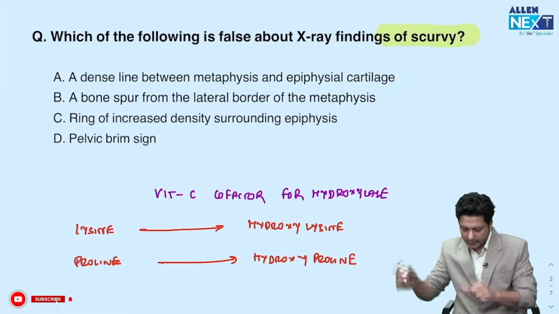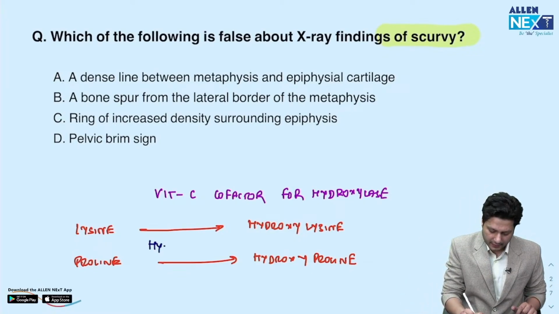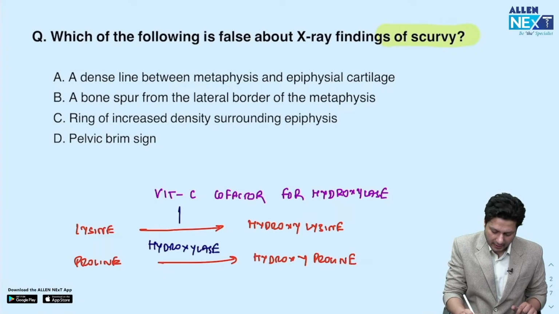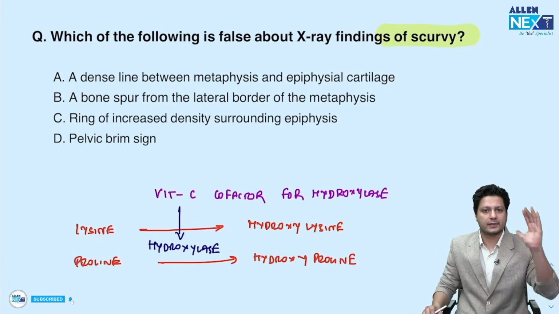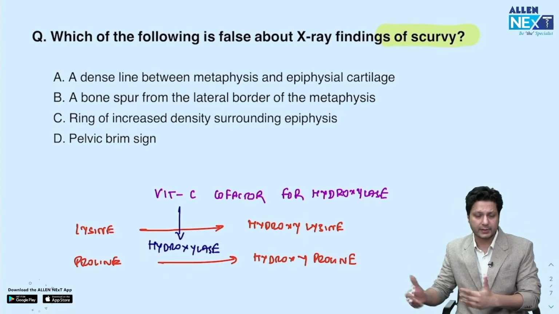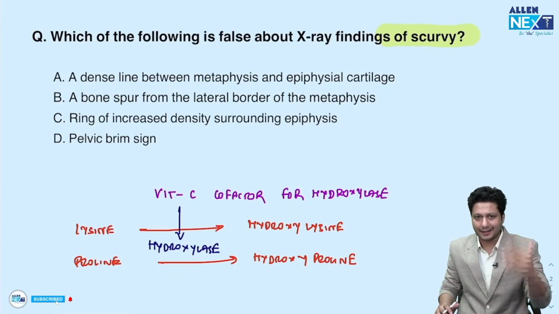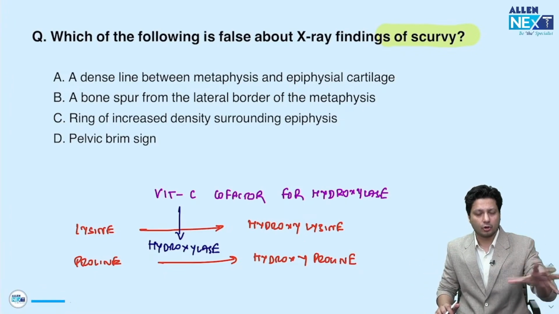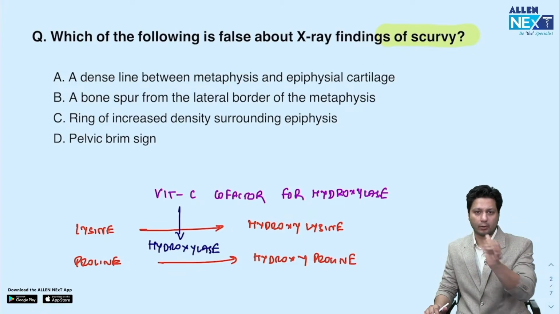For this hydroxylation, the name of the enzyme which is required is hydroxylase enzyme. And this hydroxylase enzyme requires vitamin C as a cofactor. Now, if vitamin C is deficient, obviously this conversion of proline into hydroxyproline and lysine into hydroxylysine would be affected, as a result of which the type 1 collagen which is being created would be of defective form. So, that is point number 1 that you have to remember about scurvy.